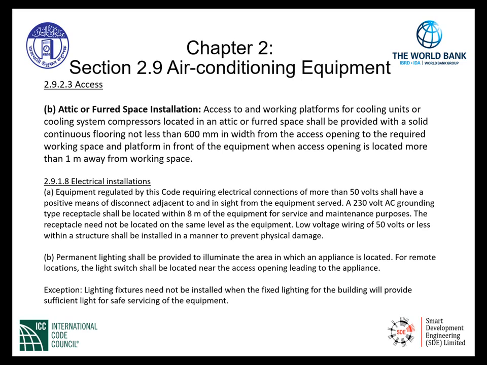equipment. Item B in the electrical installation section indicates that permanent lighting shall also be provided to illuminate the area in which the appliance is located. For remote locations, the light switch shall be located near the access opening leading to the appliance. There is an exception. Lighting fixtures need not be installed when the fixed lighting for the building will provide sufficient light for safe servicing of the equipment.